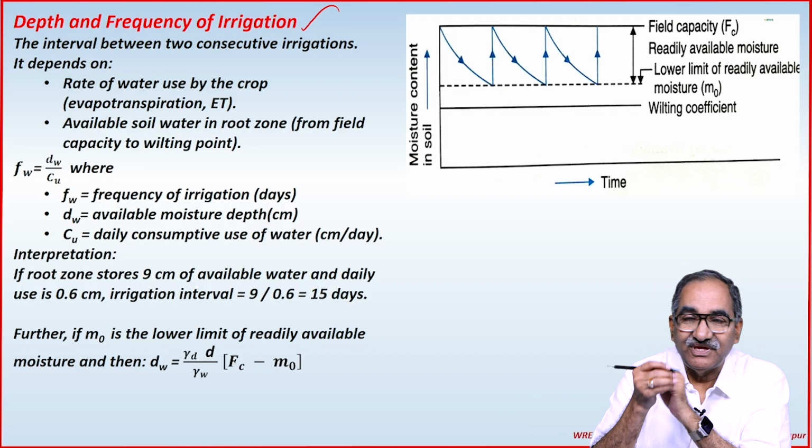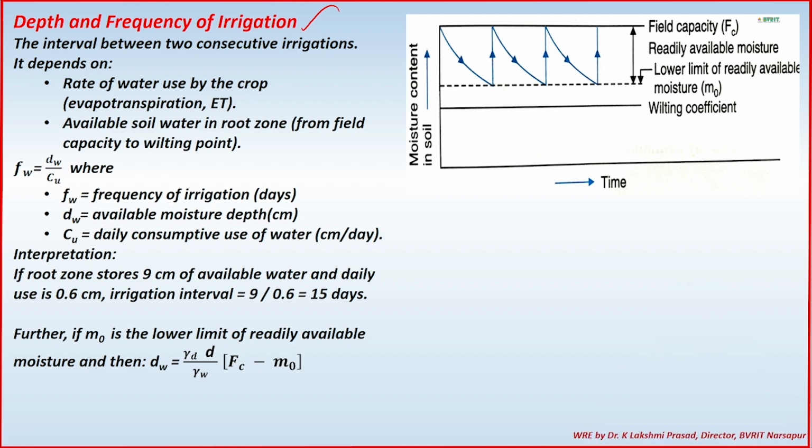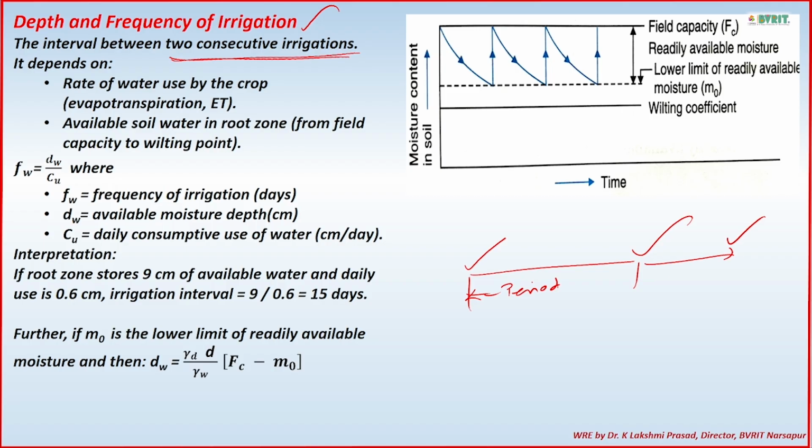So that is what I mean by depth and frequency, the interval between two consecutive irrigations. Consecutive irrigation means today I have given water to the plant, and after how many days I again give water to the plant. So this is the interval, the period between two waterings. Again we may give water. That is what I mean by frequency of watering.